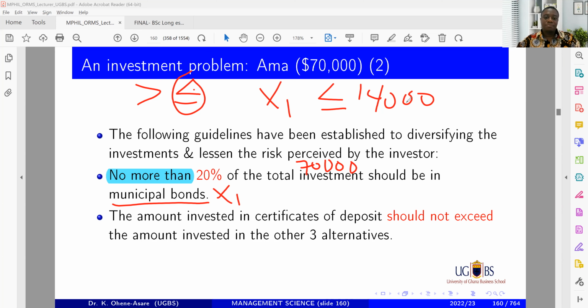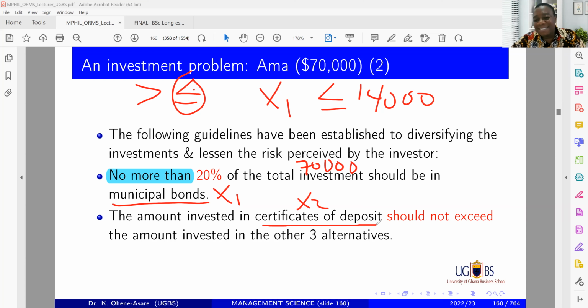Next one. The next one, I'm going to let you try it. What does the next one say? The next one says, the amount in certificate of deposit. So you have to know what is represented by certificate of deposit. Certificate of deposit is represented by what letter? X2. So you put X2 here.